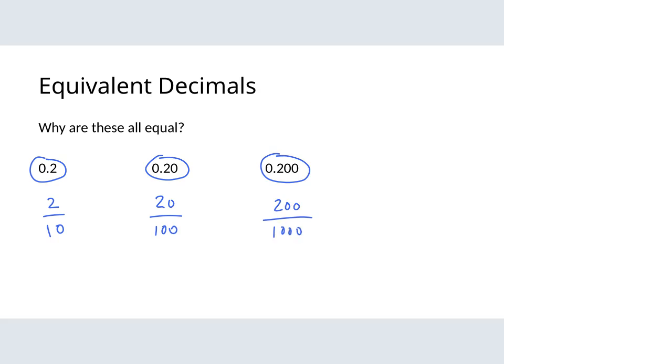And so the reason that all three of those decimals are equal is because they all have equal value. They're equivalent fractions. All of these fractions are equivalent to each other. 2/10 has the same value as 20/100ths, which has the same value as 200 1,000ths. And so that's why all those decimals are equal.